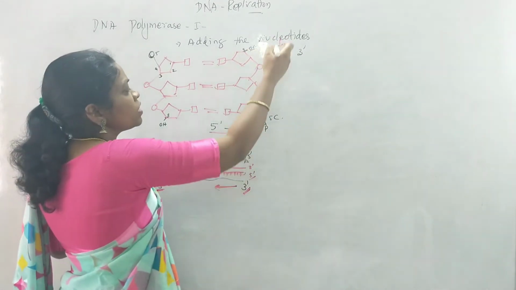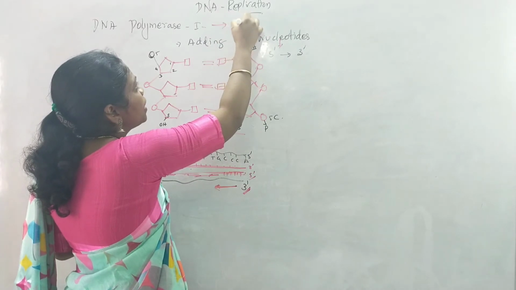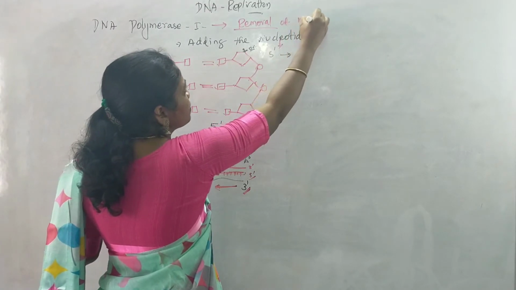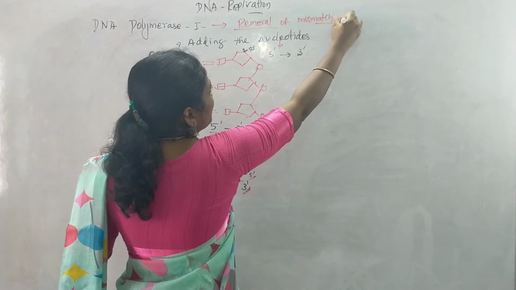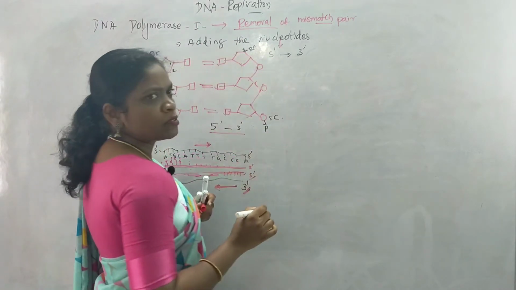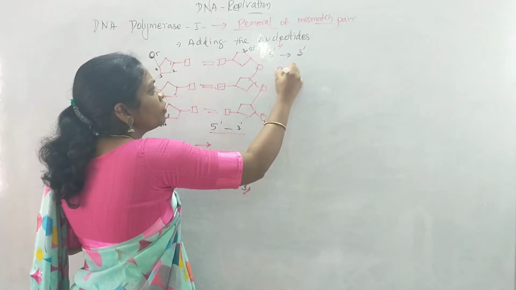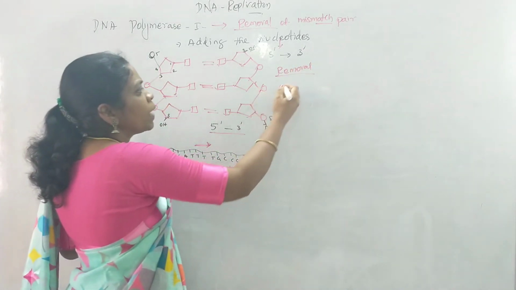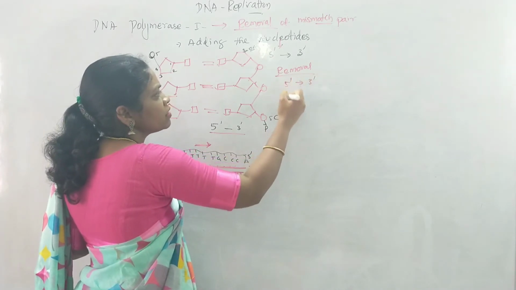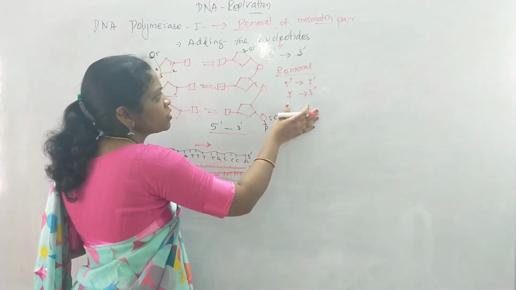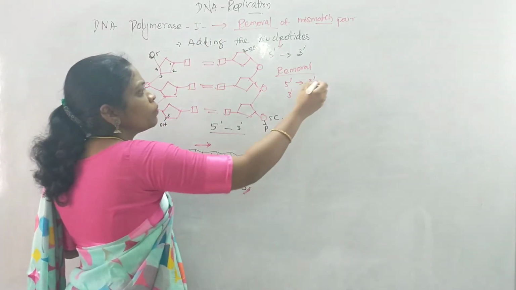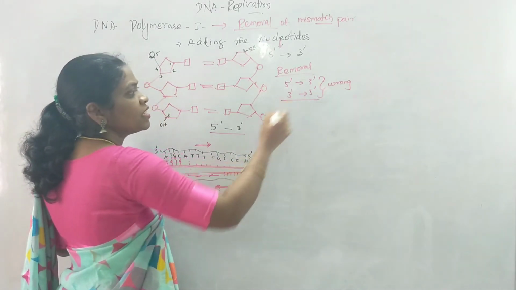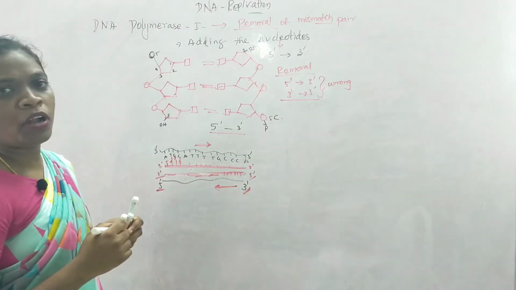Okay, and the next function done by the DNA polymerase is the removal of mismatch pairs, which will be done with the help of DNA polymerase 1. This removal of the mismatched nucleotide pairs or the wrong pairs will happen from 5' to 3' direction and 3' to 5' direction. In both directions, this DNA polymerase 1 can remove the wrong pairs or mismatched pairs from the newly synthesized DNA strand. So that is a function of DNA polymerase 1.